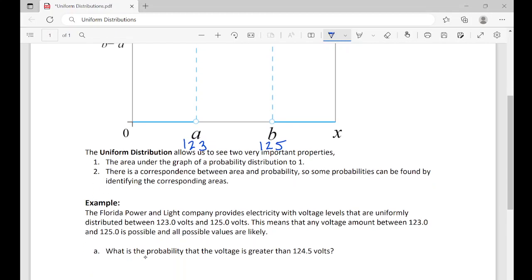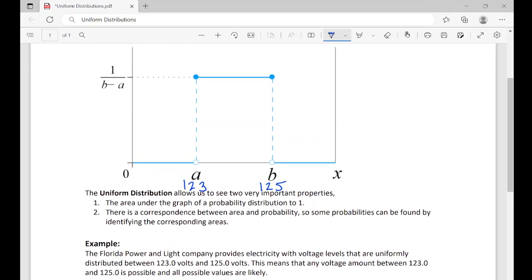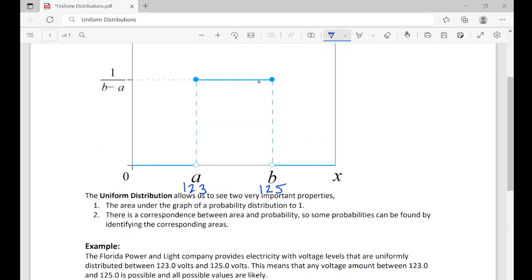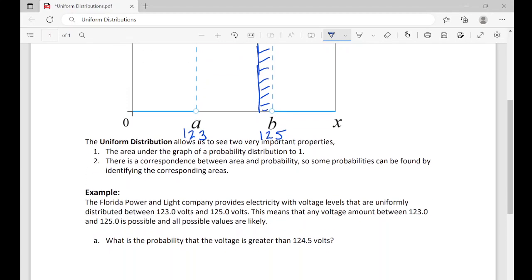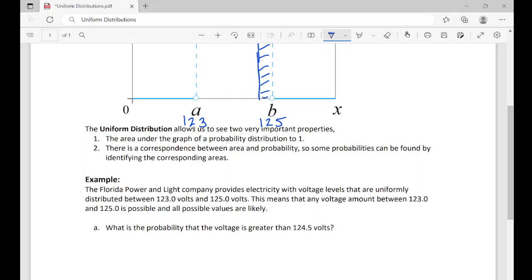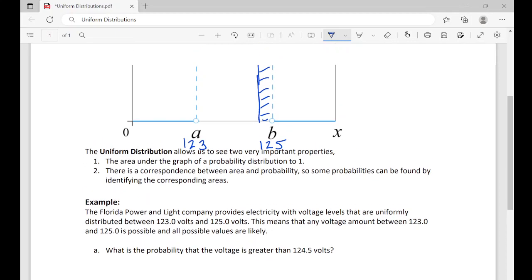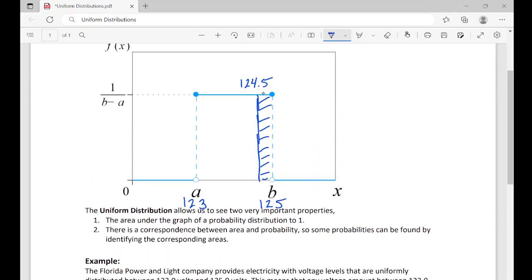So this square rectangle shape here. And we want to know what is the probability that the voltage is greater than 124.5 volts. So 124.5 we'll say is somewhere right here. Not 100% accurate, but we're going to say it's here. So that's 124.5, and we want the probability of getting something in this little sliver. We know that our universe is between 123 and 125, and what we want is between 124.5 and 125.